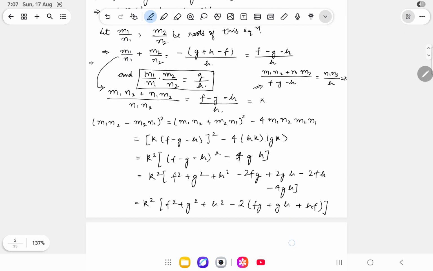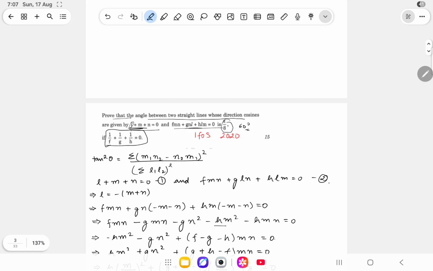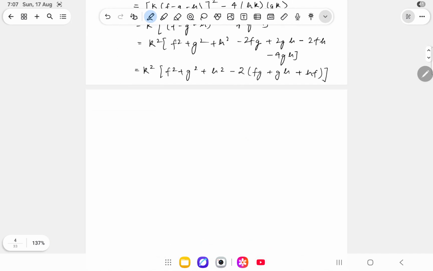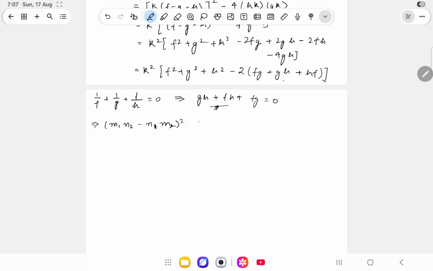Also in the question, if you remember, they have given us this relation: 1 by f plus 1 by g plus 1 by h equals 0. If we take the LCM, we'll get gh plus fh plus fg equals 0. So we substitute this value in this equation. So we'll get m1 n2 minus n2 m1, minus n1 m2, whole square equals k square times f square plus g square plus h square.